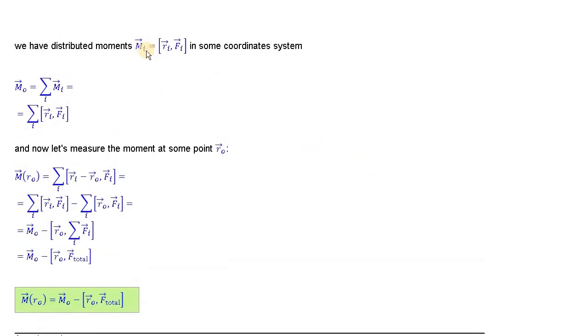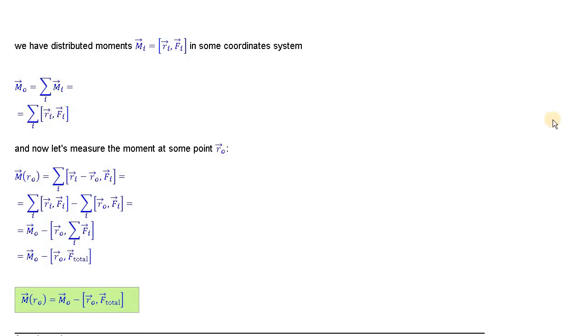Here's the elementary moment. We have the elementary force and the radius vector going to this particular force, and then we can compute the total moment. The total moment is simply the sum of all those elementary moments, and here's the equation. As you can note, this thing is linear with respect to the radius vector.